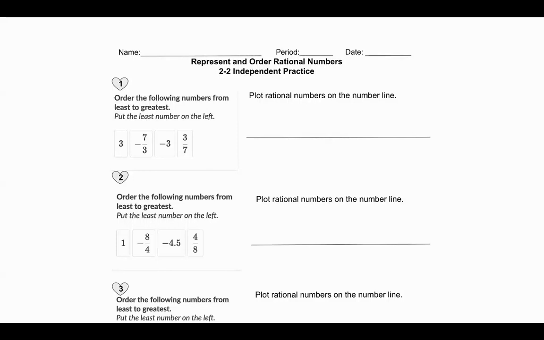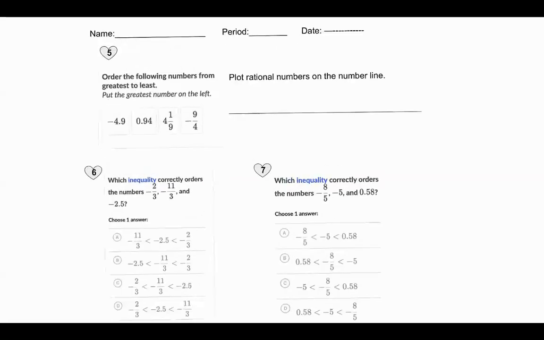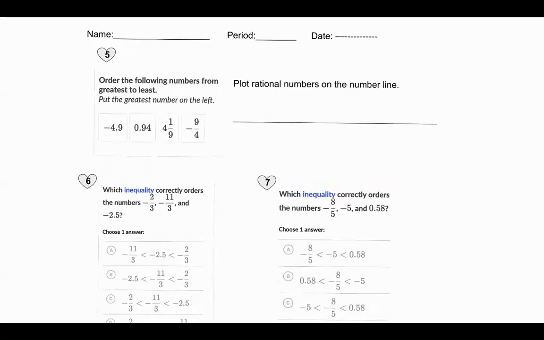Hello, everybody. I am going to be showing you how to do a couple problems here from our work that we practiced in class today, represent and order rational numbers. This is a pink page that you got in class. We have already done number one in class together, so I'm going to scoot to the back side of the page, and we are going to do numbers 5 and 7.